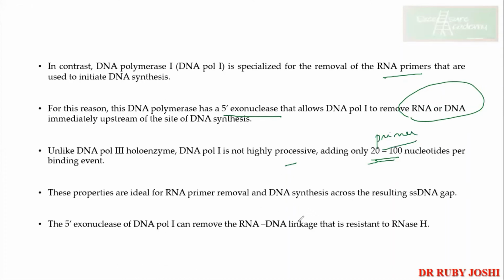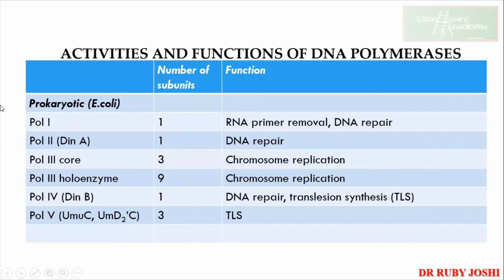Okay, and we have also discussed RNase H. Again the same thing. So pol 1, pol 2, pol 3. Here you can see pol 3 core has become the holoenzyme. It is responsible for the main chromosome replication, whereas the rest of the polymerases are involved in DNA repair. So this TLS, UmuC, D2, all this we will study when we talk about the mechanism by which the polymerases help in the repair of DNA.